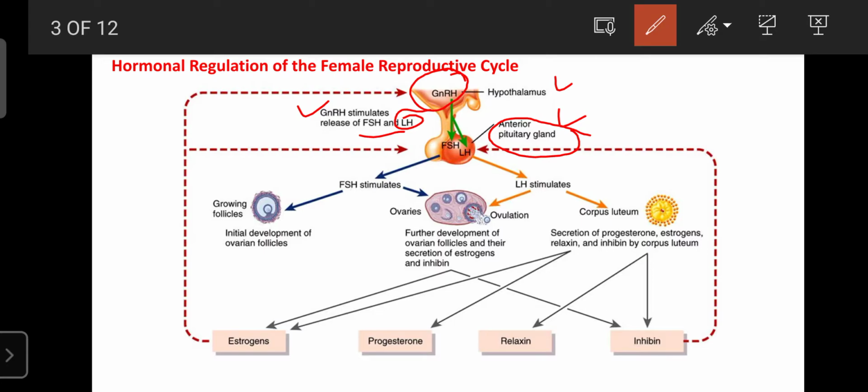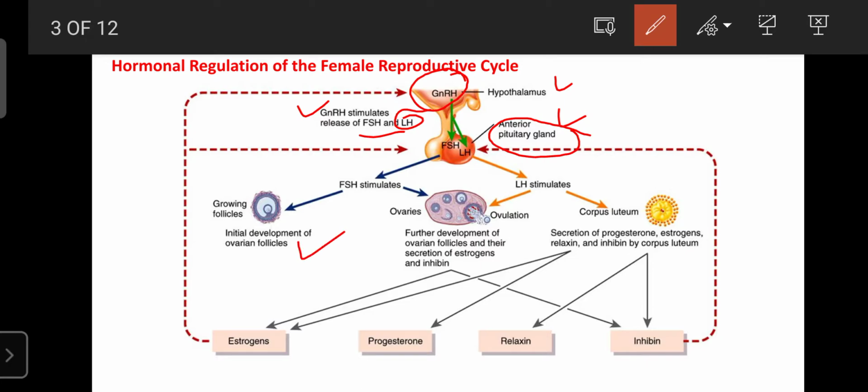So that is the role of the LH. Luteinizing hormone is involved in the formation of the corpus luteum. The corpus luteum cells are responsible for the secretion of the estrogen, progesterone, as well as relaxin and inhibin. These hormones play an important role in the growth of the embryo, pregnancy, even the delivery.